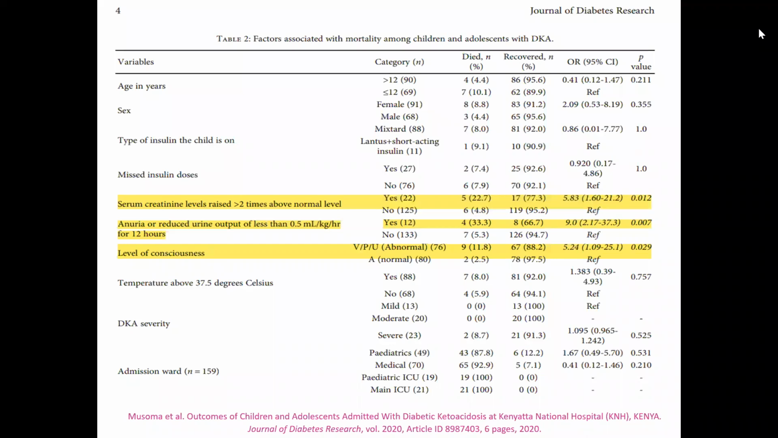So in the same study by Musoma et al., they also looked at factors associated with increased mortality. And what they found is that patients who had serum creatinine levels raised more than 2 times above the normal level had a 5-fold increased risk of mortality compared to those who had normal creatinine levels. Patients who had anuria for 12 hours had a 9-fold increased risk for mortality. And patients who had altered level of consciousness, again, had a 5-fold increased risk of mortality.